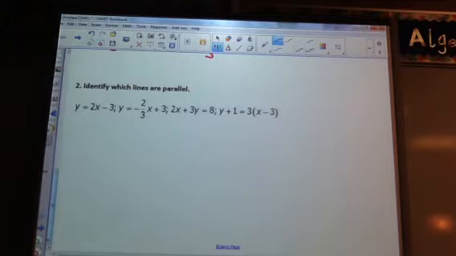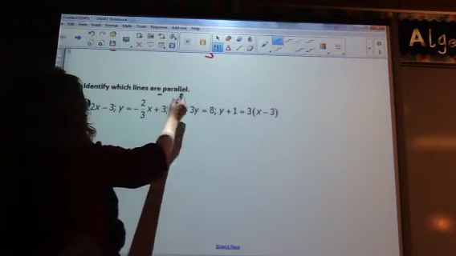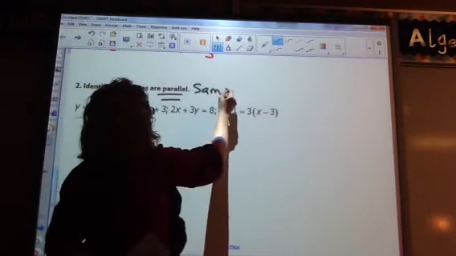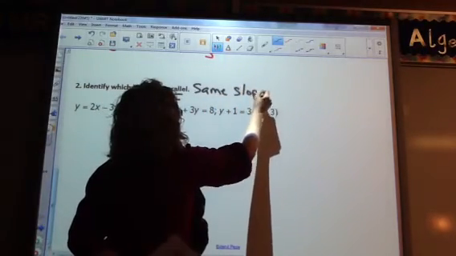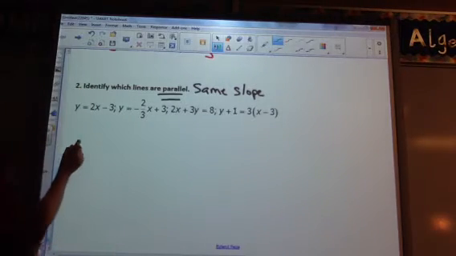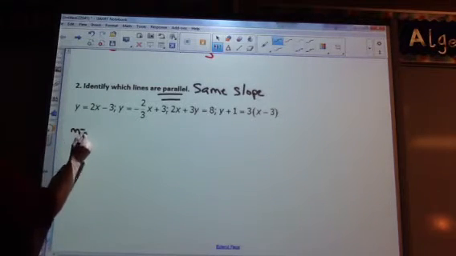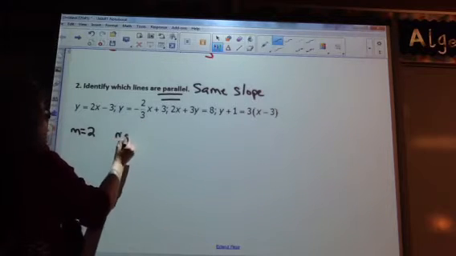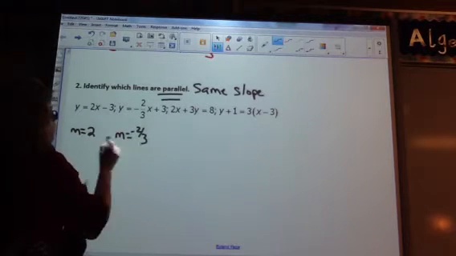Okay, so let's look at number 2. We're doing the same thing. We're identifying whether they are parallel. In order for them to be parallel, they have to have the same slope. All right, so this one, our slope is 2. This one, our slope is -2/3.